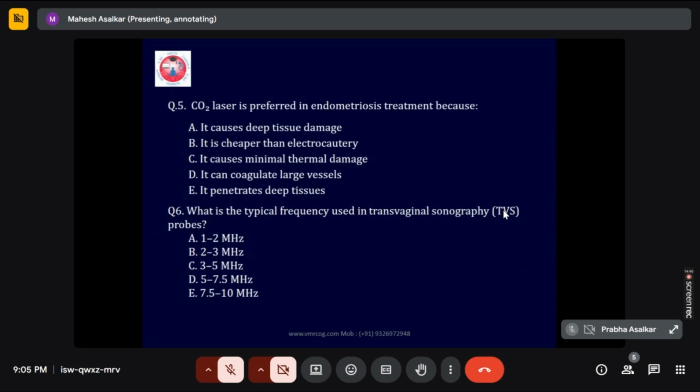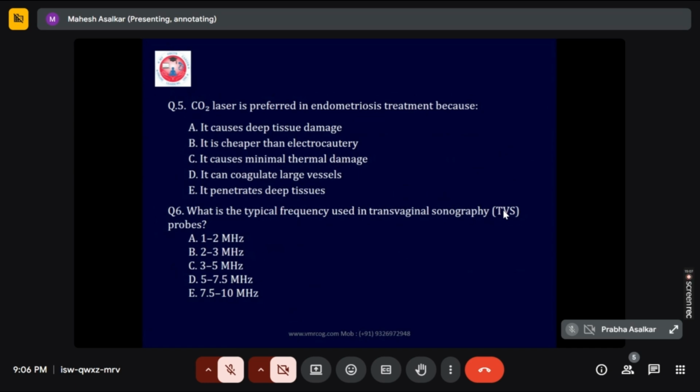Next. CO2 laser is preferred in endometriosis treatment because A. It causes deep tissue damage. B. It is cheaper than electrocautery. C. It causes minimal thermal damage. D. It can coagulate large vessels. E. It penetrates deep tissue. Actually, the lateral spread is less, so minimal thermal damage is the answer.